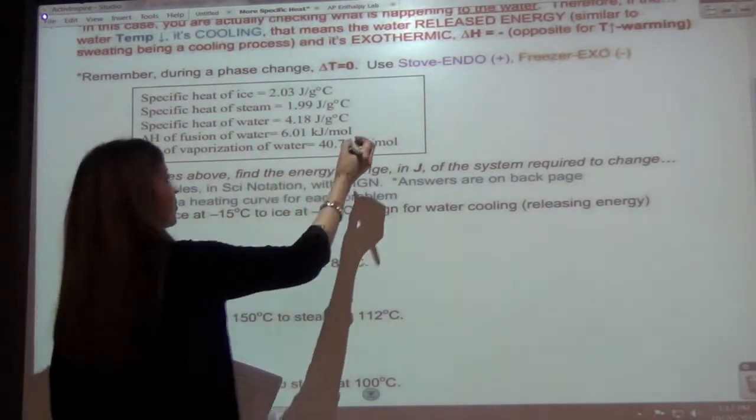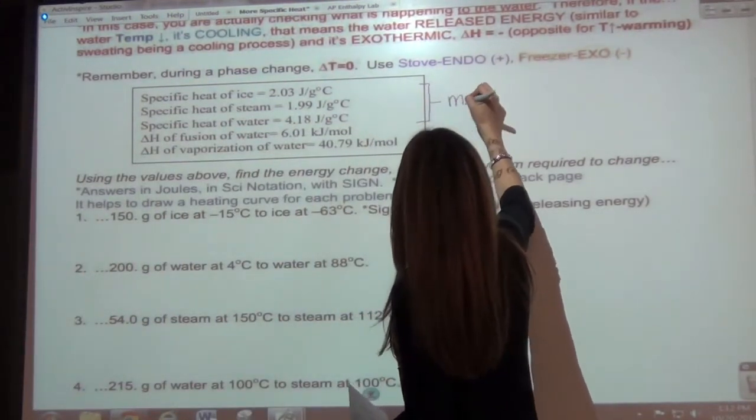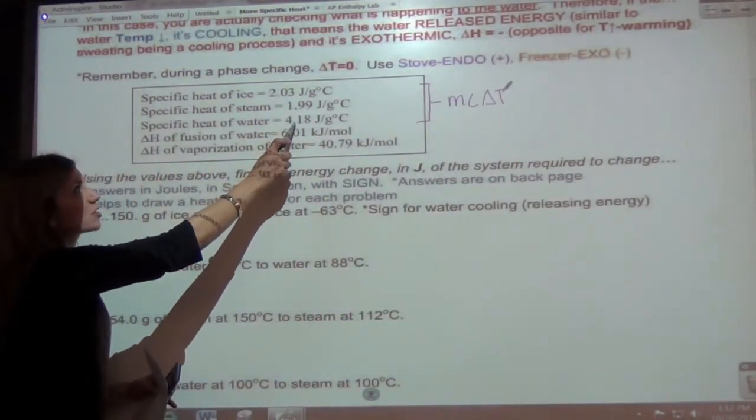Okay, so let's start with this. The first thing is, all three of these, you can use mc delta T. Why can you use mc delta T? Because they're giving you C, the specific heat.